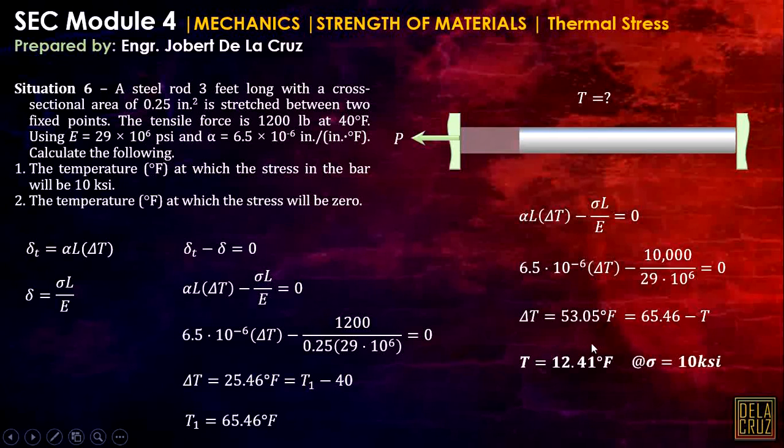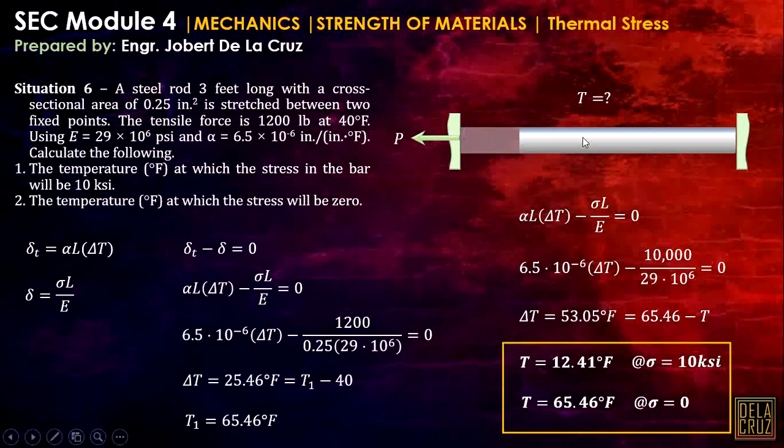Okay? That is the temperature when the stress in this body is 10 KSI. And of course, for number 2, the temperature at which the stress will be 0, ito yung inuna natin. That is 65.46 degrees Fahrenheit. Okay? I hope you understand that. Pag mag-shrink siya, it will induce a tensile force or tensile stress. Pag mag-elongate siya, or hahaba yung ating bar, it will induce a compressive stress. Because as you can see, mapupush niya yung ating fixed point.